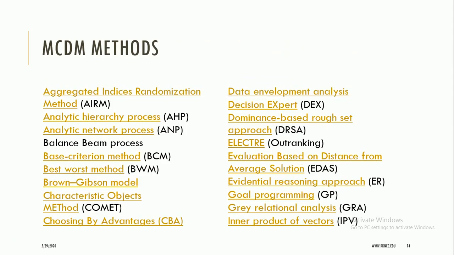So these are the methods. Means aggregated indices randomization method is there, analytical hierarchy process is there, which is quite a favorite. Then ANP is there, BCM is there, then EDAS is there, evaluation based on distance from average solution. This is a very new method. Grey relational analysis again is a new method. MOORA is there, COPRAS is there, then TOPSIS is there, then WSM is there, WPM is there, VIKOR method is also there.